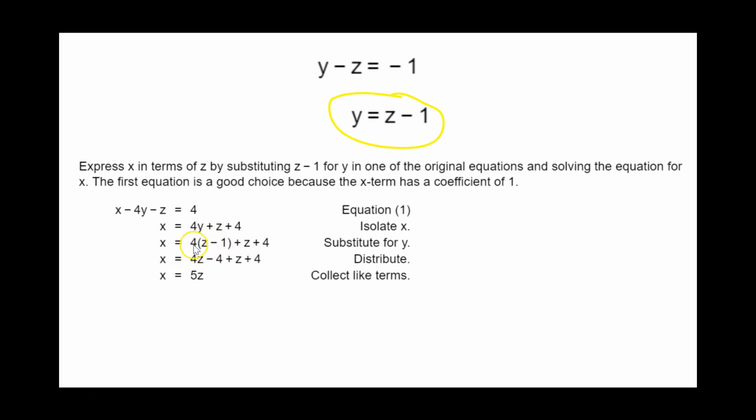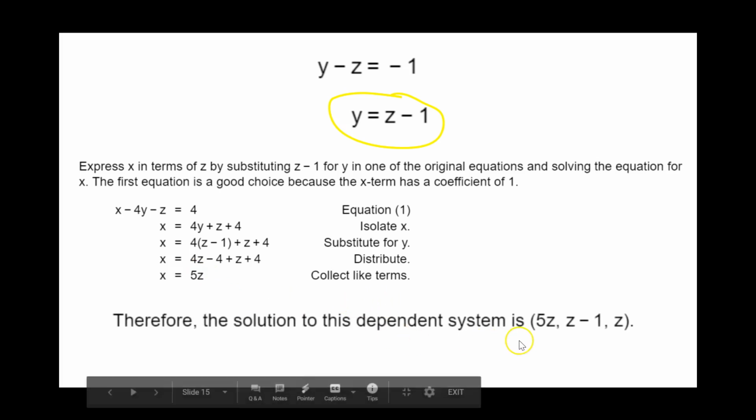I distribute. This time here gives you 4z. This time here gives you -4. Collect like terms. X is equal to 5z. So our final answer is going to be x is equal to 5z. That's what I got here. Comma, y is equal to z - 1.